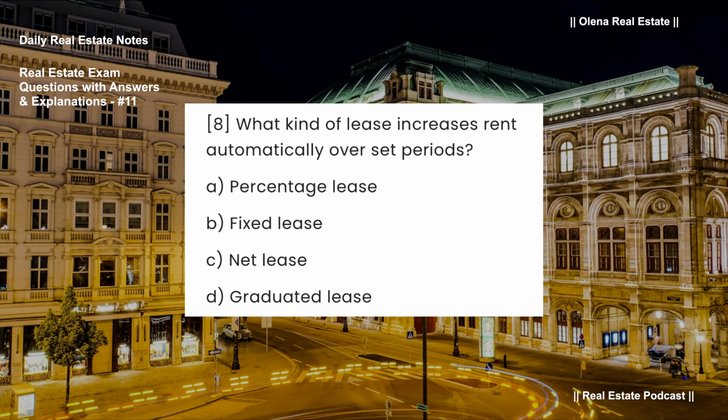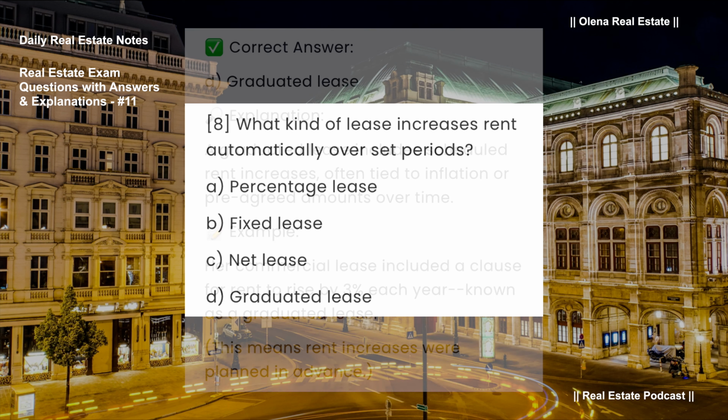What kind of lease increases rent automatically over set periods? A. Percentage lease. B. Fixed lease. C. Net lease. D. Graduated lease.